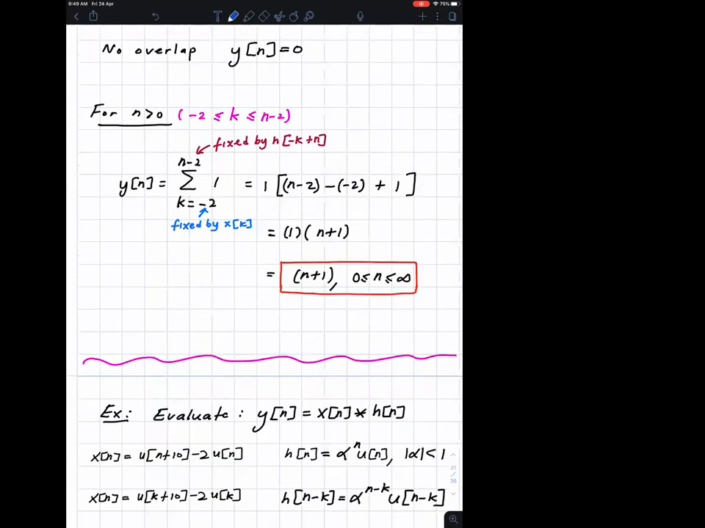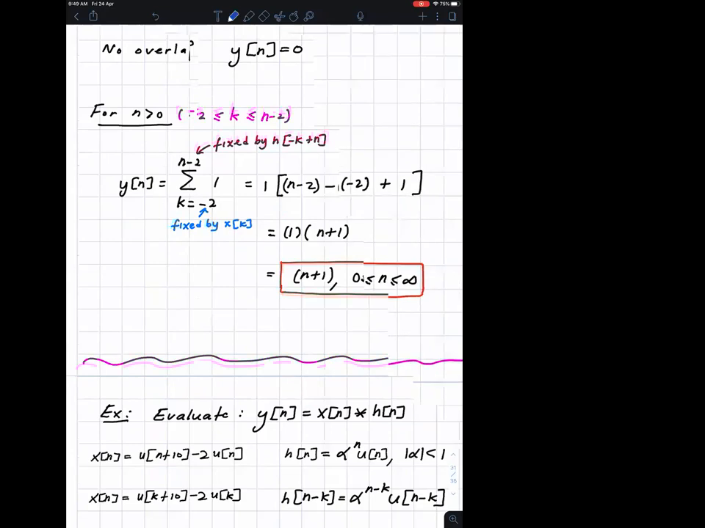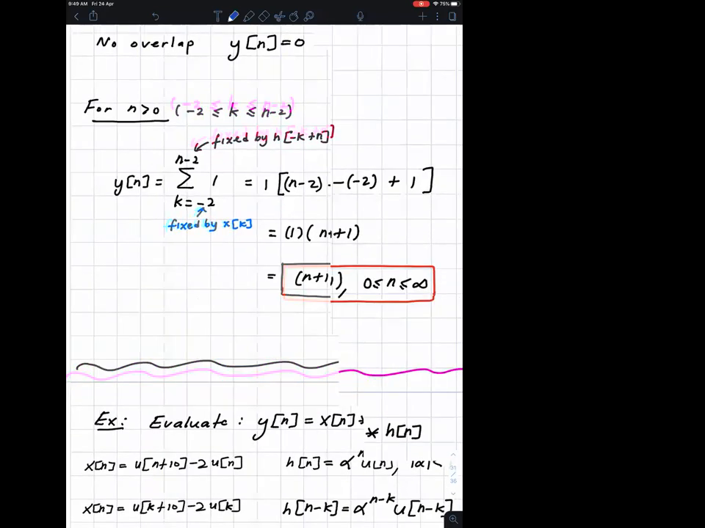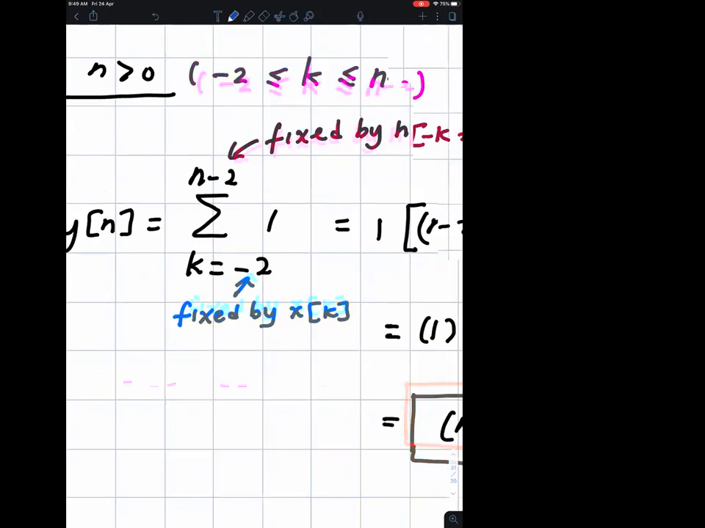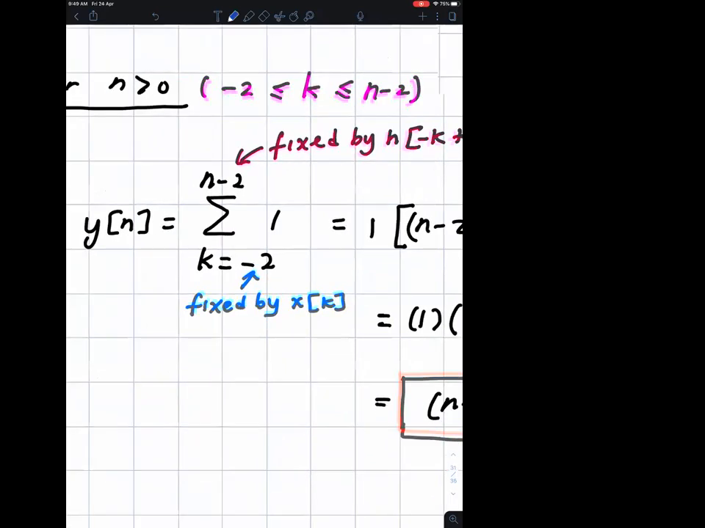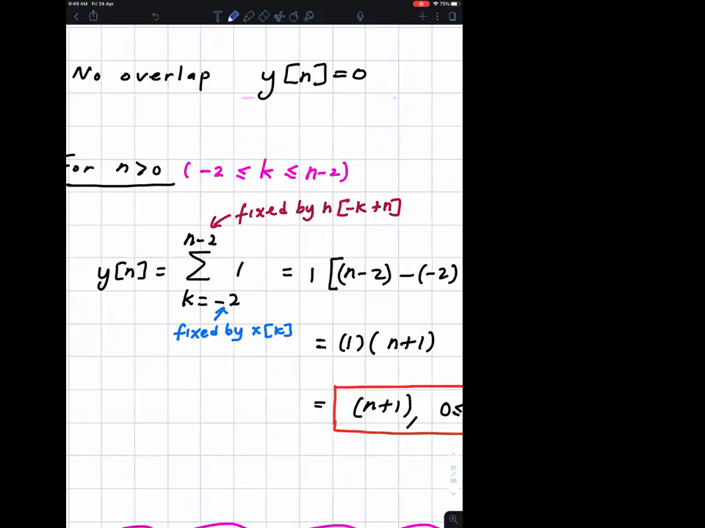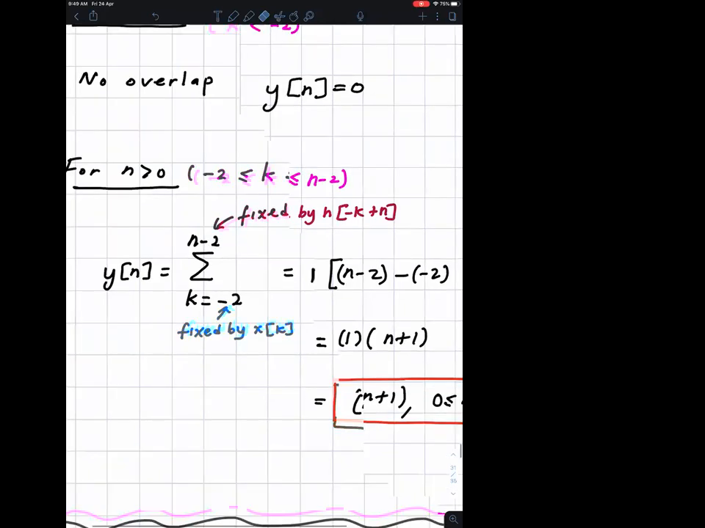Then to evaluate, you go from k equals minus 2, the lower limit. This lower limit is fixed by xk. Below minus 2, it's a 0 signal. And the upper limit is fixed by n minus 2, because xk after a certain point is 0. Now both signals are amplitude 1. So 1 times 1 is 1. That's why you're getting 1 here. Next you take upper limit minus lower limit plus 1.